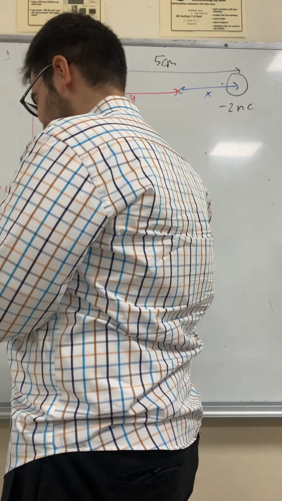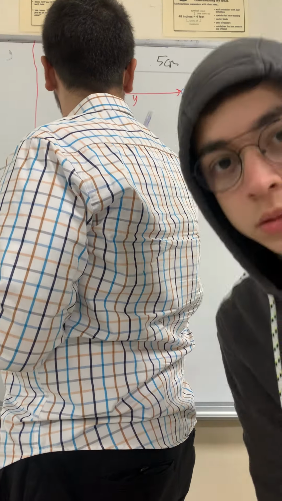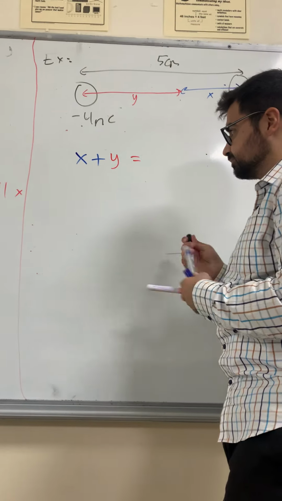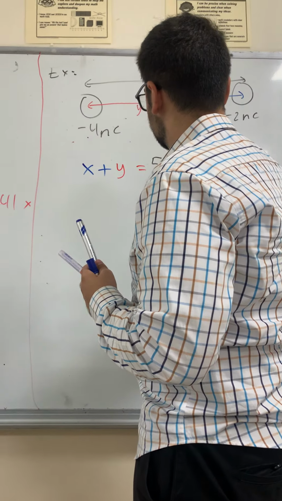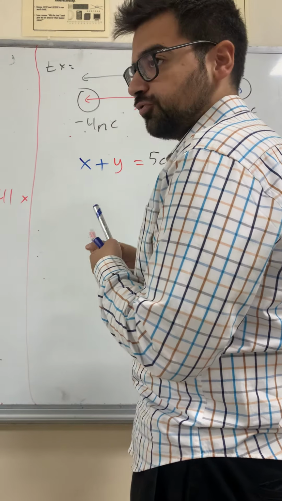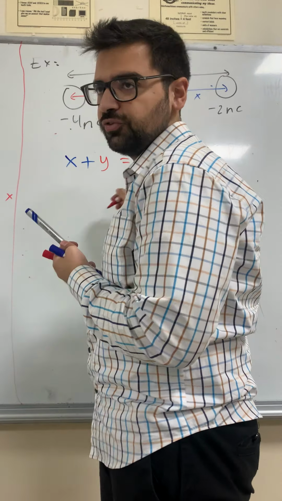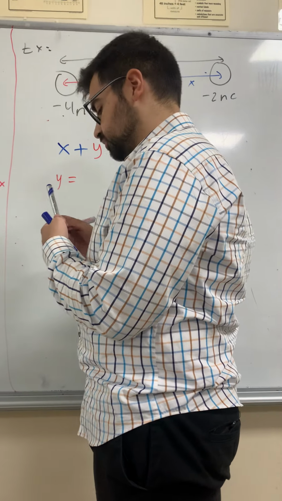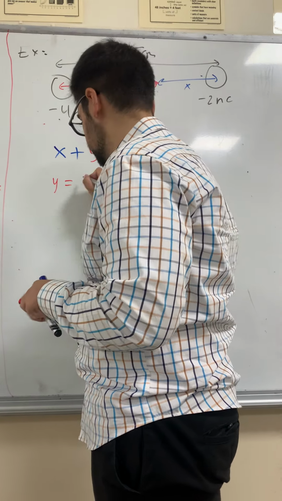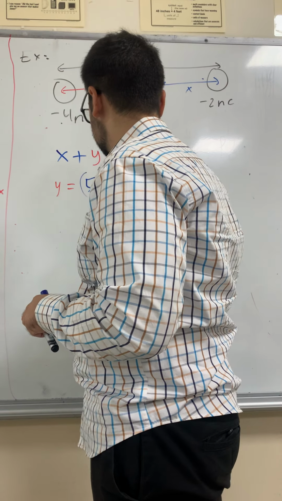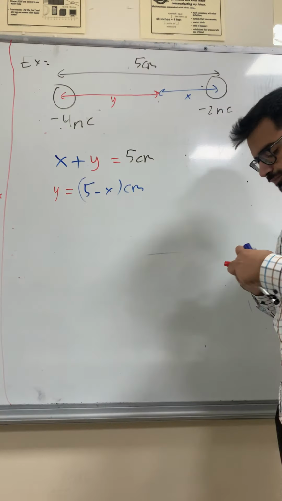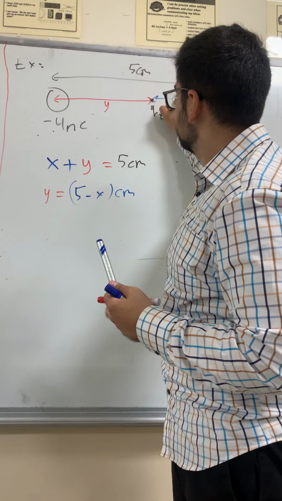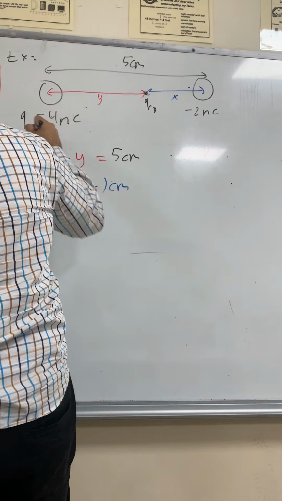So x plus y is equal to 5 centimeters. Which means that y in terms of x, so you write one of them in terms of the other. So y in terms of x is equal to 5 centimeters minus x, or 5 minus x centimeters. So let's call this Q3 in the middle. This is Q1. This is Q2.